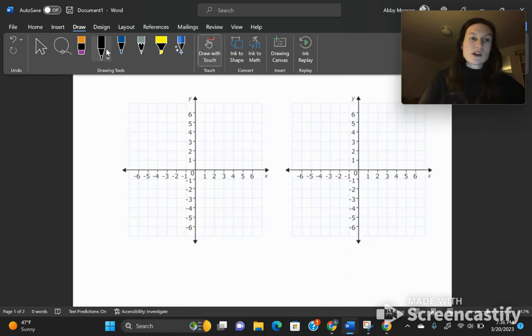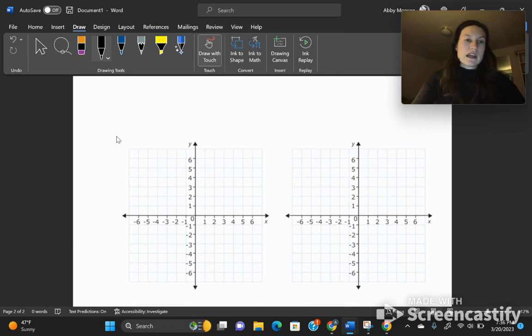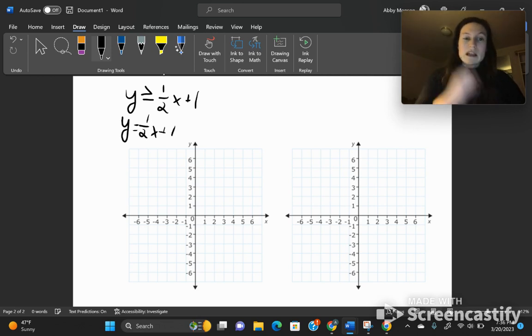Say you have something a little more complicated, like y is greater than or equal to 1/2 x plus 1. Well, you would know how to do this, right? y equals 1/2 x plus 1. You already practiced that today. So it's the same sort of thing.